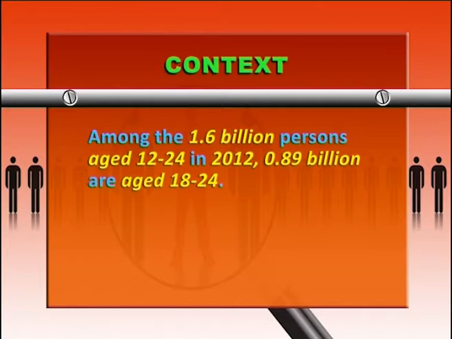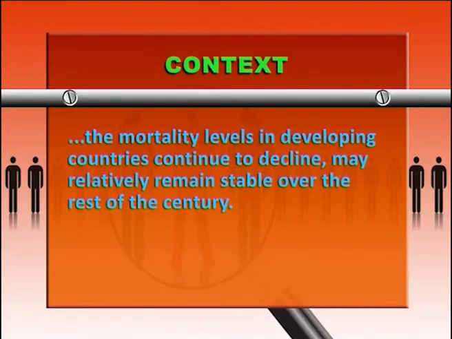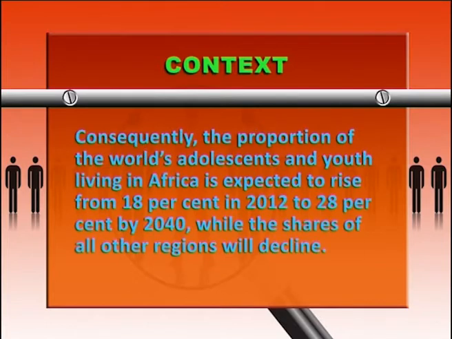Among the 1.6 billion persons aged 12 to 24 in 2012, 0.89 billion are aged 18 to 24. The overall number of adolescents and youth is expected to change little over the coming decade, and, provided that fertility and mortality levels in developing countries continue to decline, may remain relatively stable over the rest of the century. The population aged 12 to 24 is still increasing rapidly in Africa, however, while it is declining or will soon decline in all other regions.